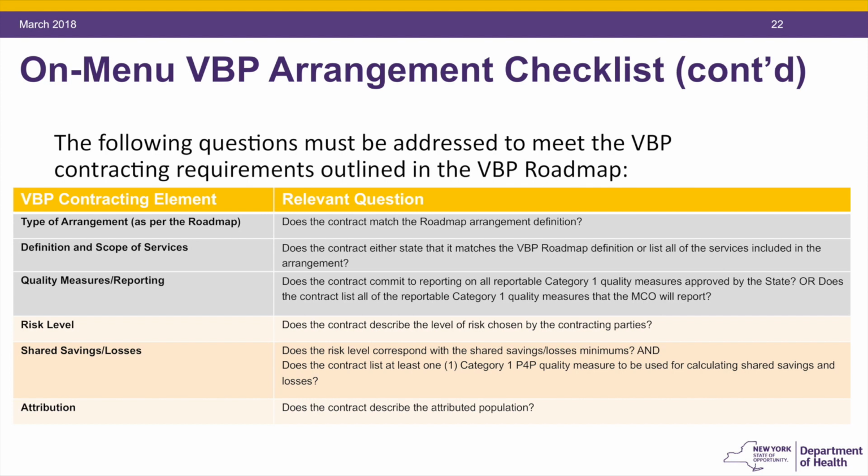Risk level: is it a value-based payment level 1, 2, or 3? And based on that, is it upside only or upside and downside risk? Shared savings and losses. Does the risk level correspond with the shared savings and losses minimum, which is stated in Appendix X of the roadmap? And does the contract list that at least one pay for performance Category 1 quality measure is tied to that shared savings? And then attribution, as I said, is something that you negotiate between the payer and provider, based on the membership that you have, who will be part of the arrangement that you're moving on to. Next slide, please.